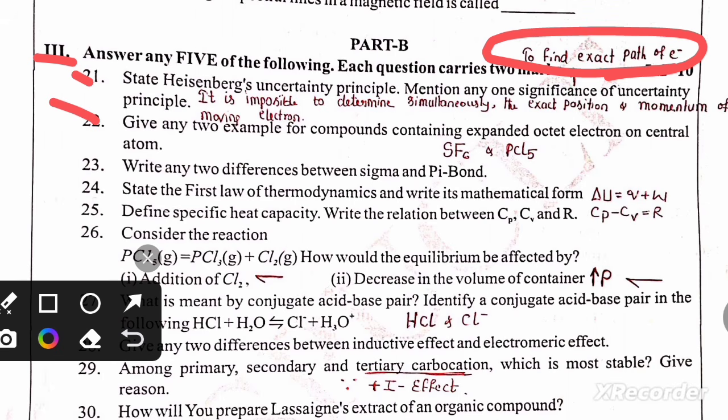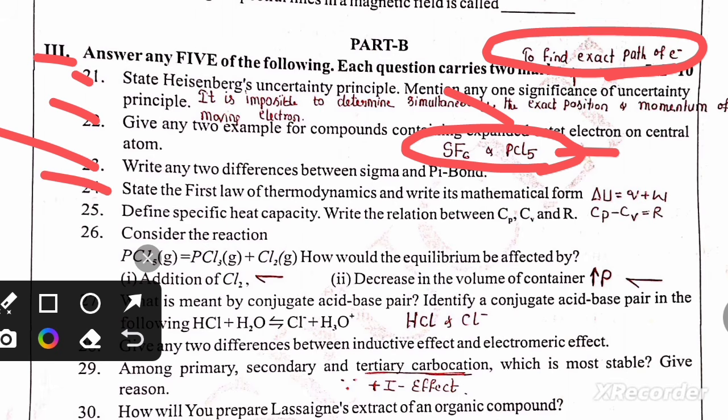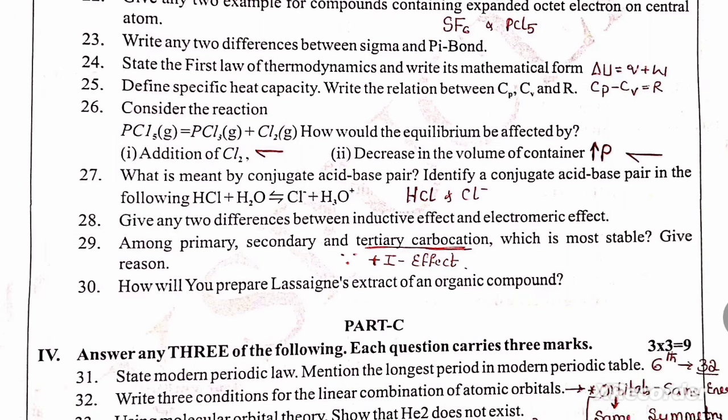22nd question, two examples of compounds containing expanded octet. Expanded octet examples are PCl5 and SF6. Difference between sigma and pi bond is an expected question. Everyone knows it. State the first law of thermodynamics and its mathematical formula: delta U is equal to Q plus W.